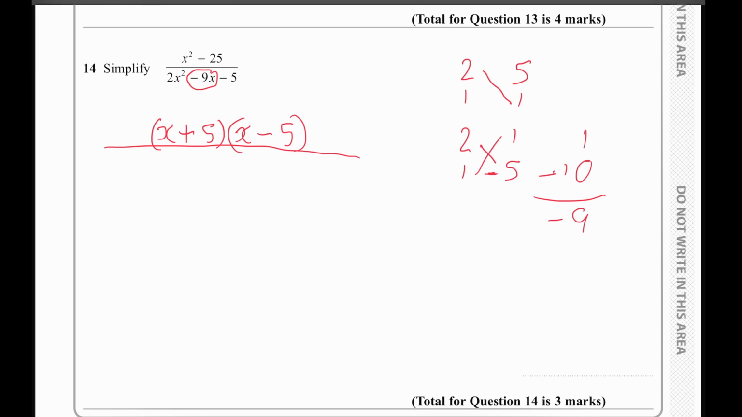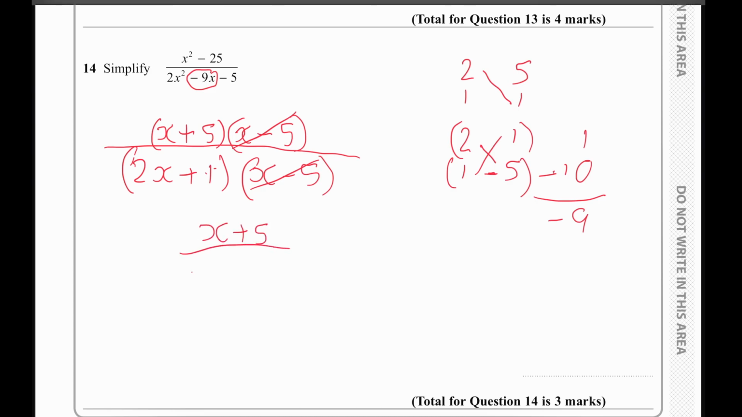So this now forms my two brackets. I just write them out: 2x plus 1 and x minus 5. Now that I've done that, we can see, okay, there we go. There's the two brackets that I can cancel. So I'm left with x plus 5 over 2x plus 1.